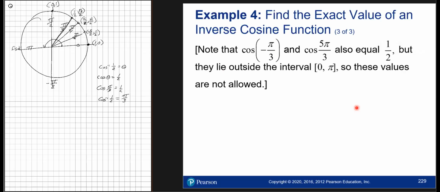All right, 5 pi over 3, which is over here. No, that's not right. That's over here. Yeah, 4 pi over 3 is over here. But 5 pi over 3 is over here. But we're only looking at angles between 0 and pi. We're not looking at these down here.